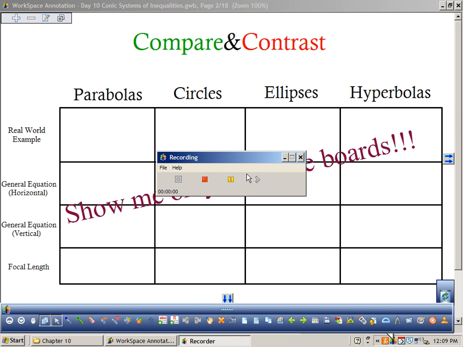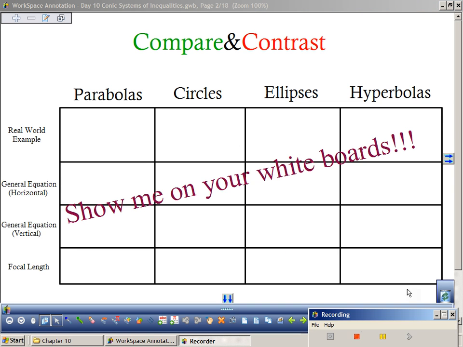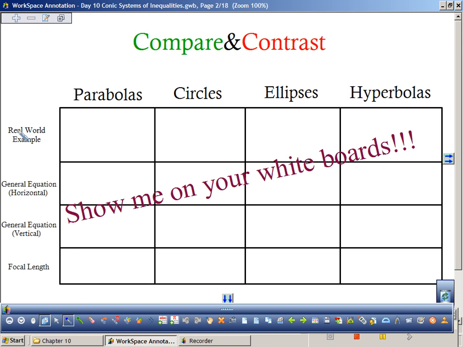Contrast the conic sections that we've done thus far. So, why is there so much arguing? Okay, somebody give me a real-world example of a parabola.